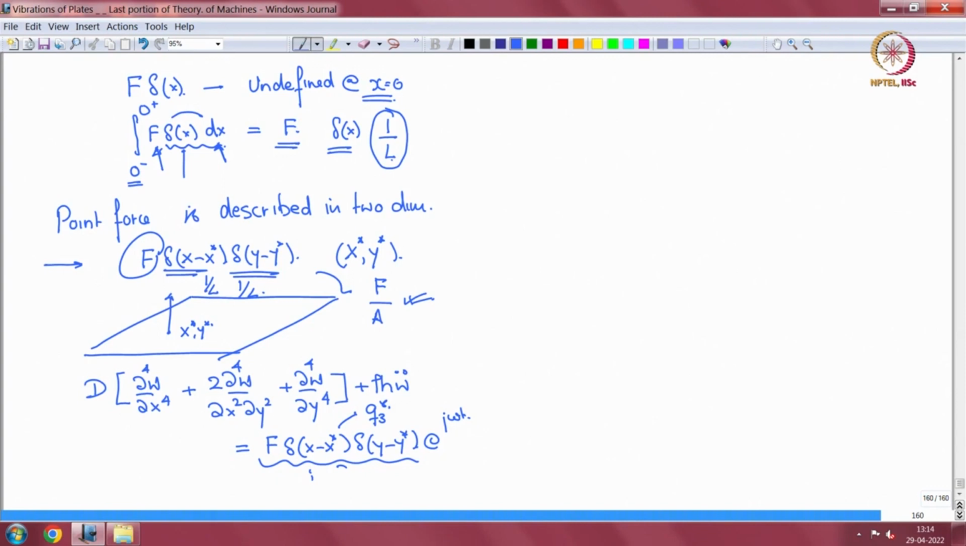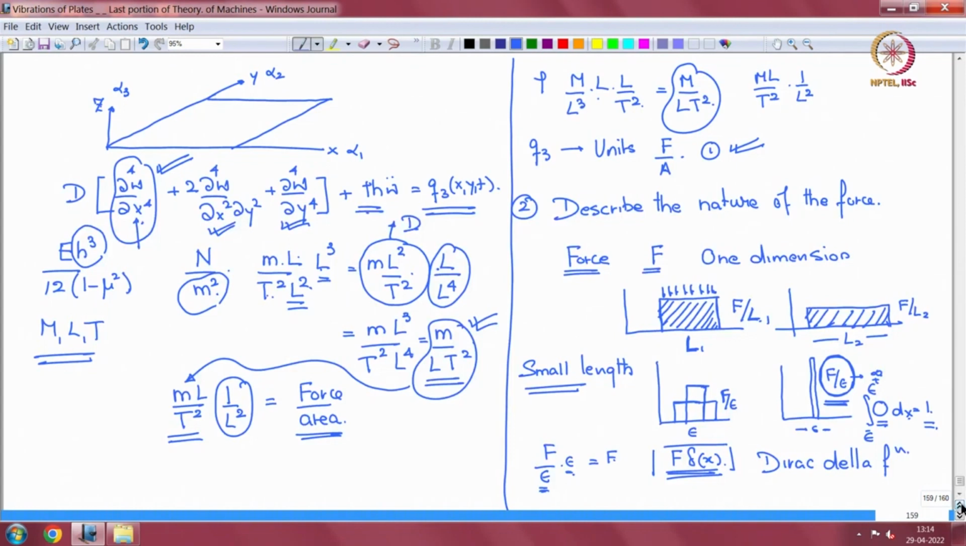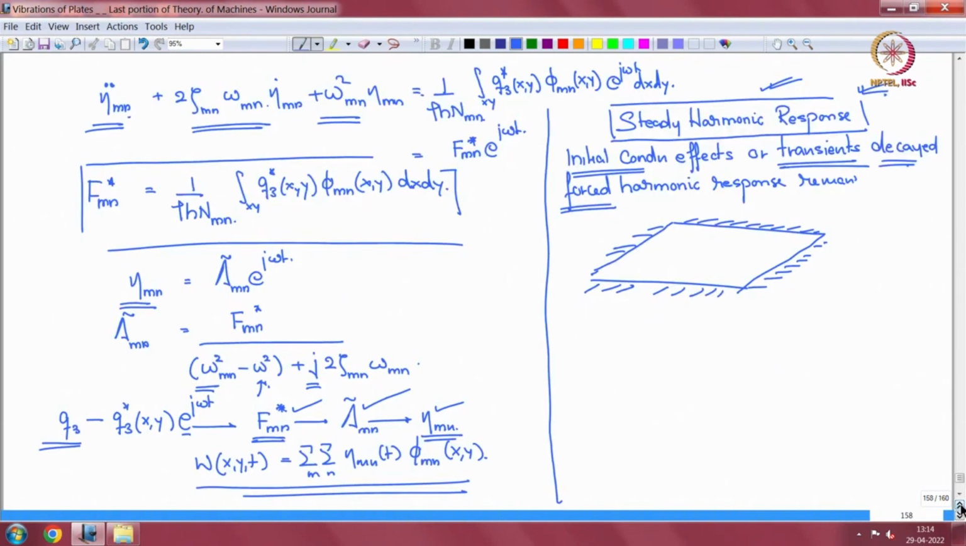So if Q3 star is known, now the procedure is very straightforward. What did we say? If Q3 star is known, multiply by the mode shape, get Fmn star. If Fmn star is known, gamma tilde Mn is known. If gamma tilde Mn is known, eta Mn is known. So let us look at Q3 star here.